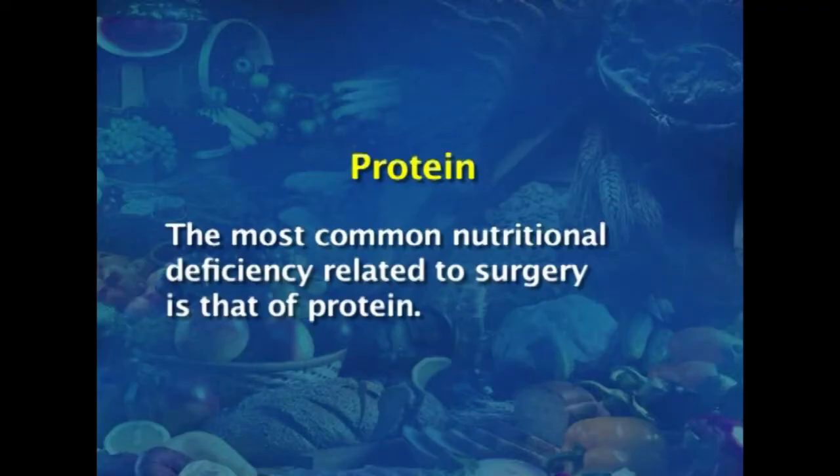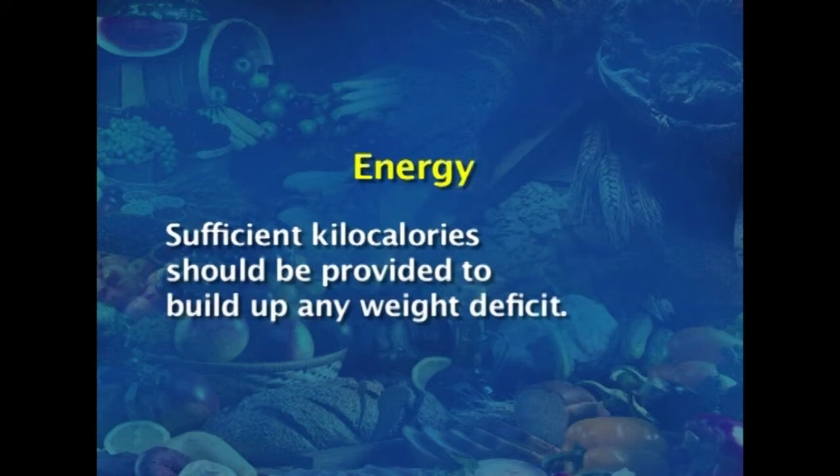Now, before elective surgery is undertaken, nutritional deficiencies should be identified and corrected. All the surgical clients should receive instruction in the weeks before the surgery. How? Let us see. Protein. The most common nutritional deficiency related to the surgery is that of protein. They have to build up the protein status in the body, and energy. Sufficient kilocalories should be provided to build up any weight the patient is having low or deficit.